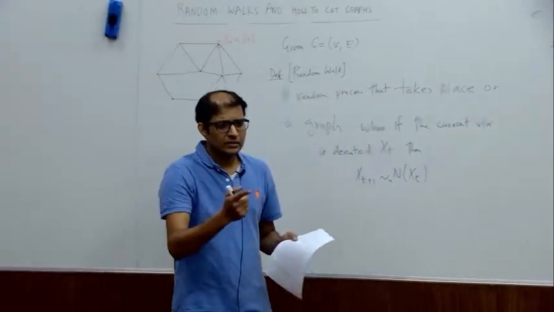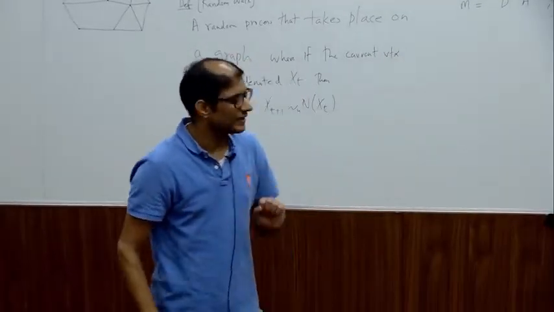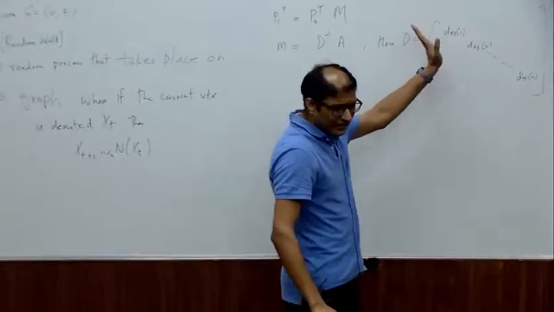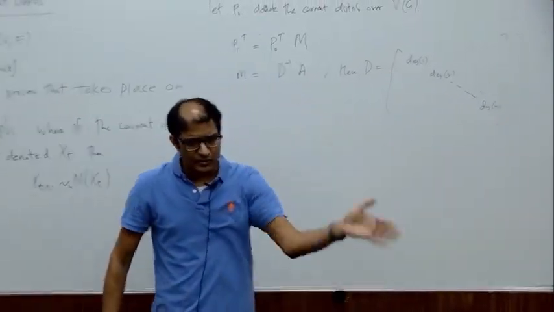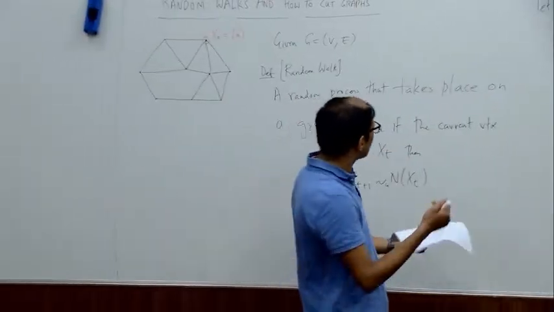Right, so D is the matrix of degrees, a diagonal matrix with degrees running down the diagonal. The idea is that, maybe it's best to take an example.